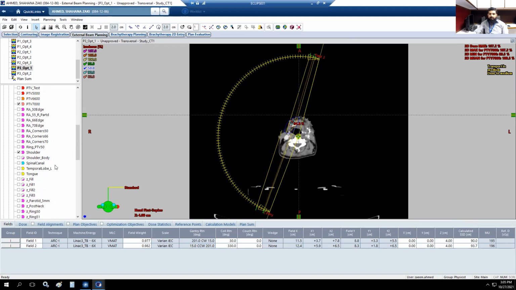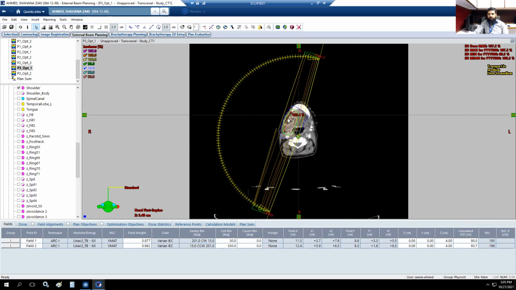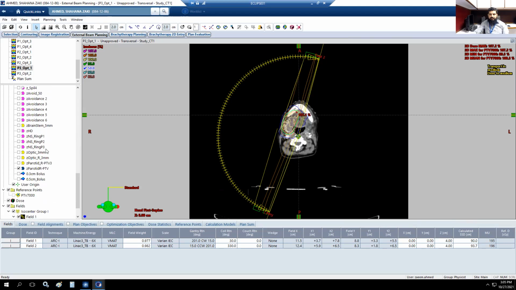We have again partial arcs for PTV 70 because it is placed on the right side of the patient's neck. So the same criteria was again used for PTV. This is how we see the plans, and then the physician approval.